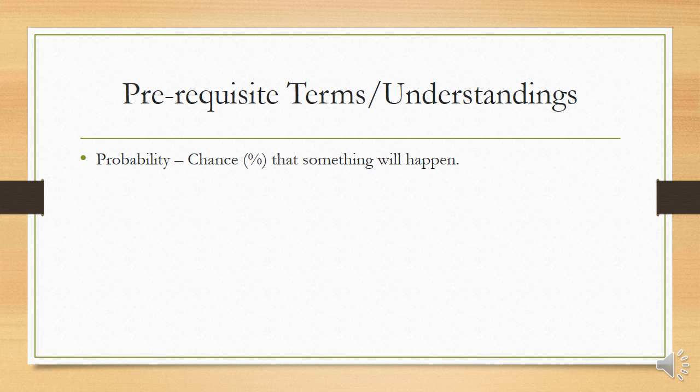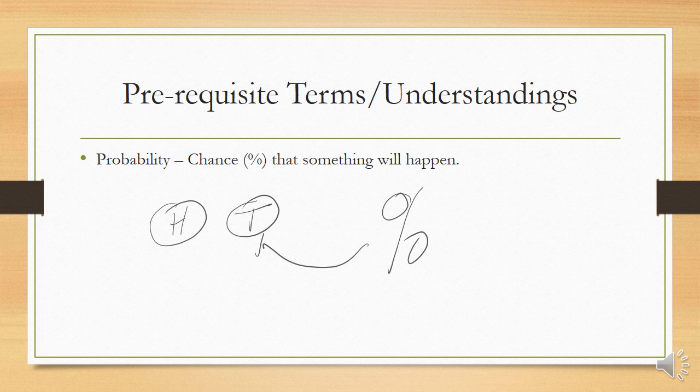Probability, or chance, is the percentage that something would happen. So again, the easiest example would be if you have a coin and you were to flip it, what would be the percentage that it would land on either tails or heads?